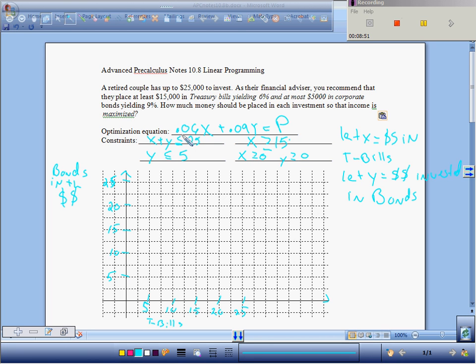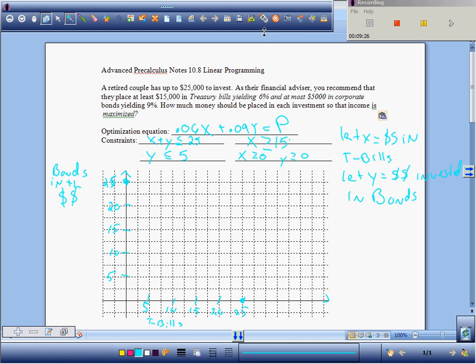So x plus y is less than or equal to 25. What's the y-intercept going to be? 25, right? These are set up in standard form, so it's easy to say if x is 0, what would y be? If x is 0, y is 25. So you could put a point right there, okay? And when y is 0, x is 25, right? If I were to make a little table of values for this equation.